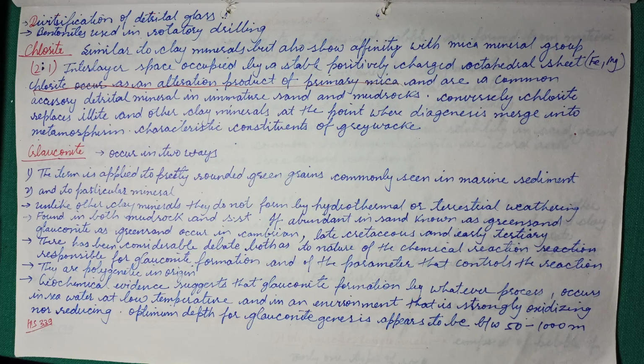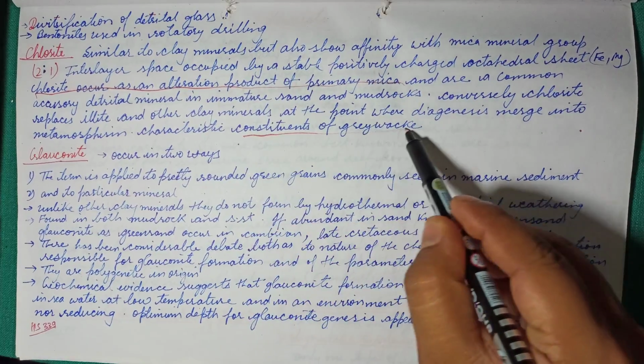Okay, when will it be replaced? When metamorphism takes place. So whenever there is diagenesis taking place, they will occur as chlorite. Okay, and when metamorphism starts, this chlorite replaces illite and other clay minerals. It's not only replacing illite, other clay minerals are also replaced. Chlorite is also replacing illite and other clay minerals. And okay, the next one is, okay, greywacke. Okay, greywacke.